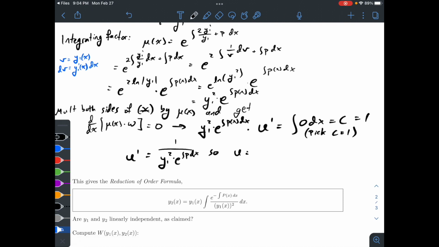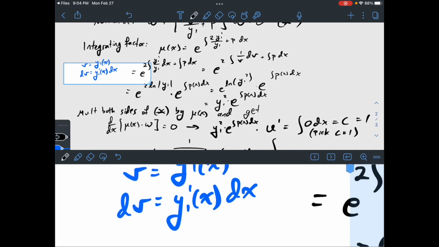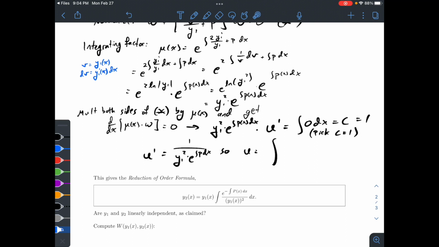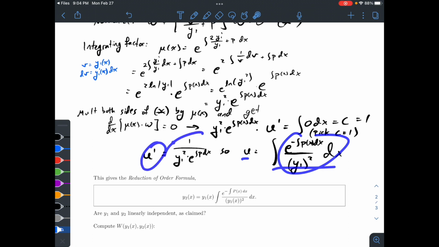So u is equal to the integral of all of that. One over e to the integral of this thing is really the same as e to the negative integral of p of x dx, and then I'll just keep that y1 squared in the bottom. And then u is just going to be the integral of that. If u1 prime is equal to that, then u1 is just equal to the integral of that.